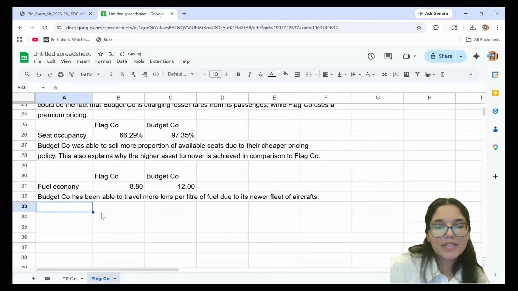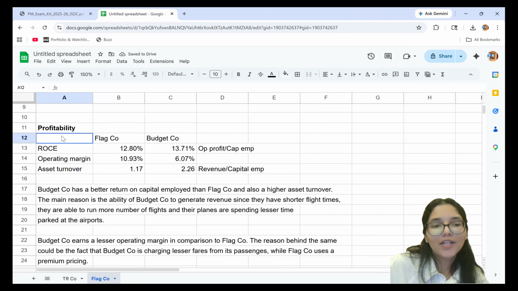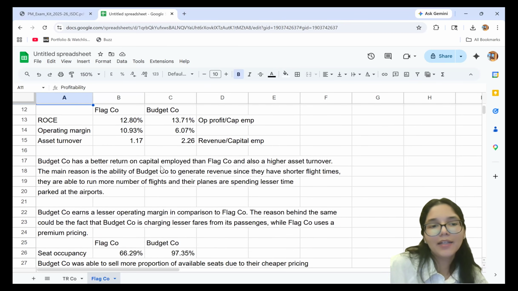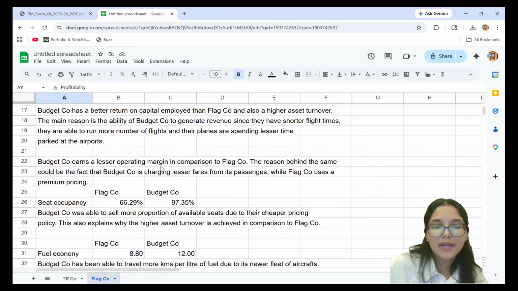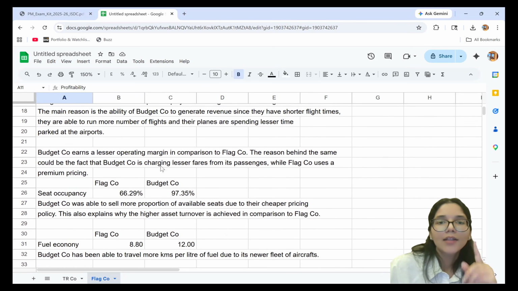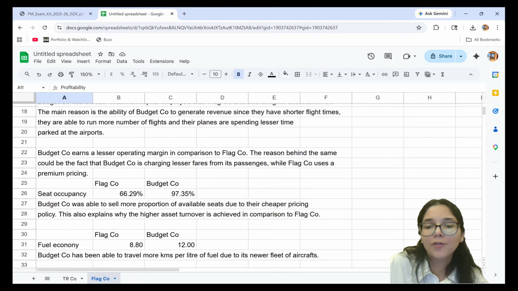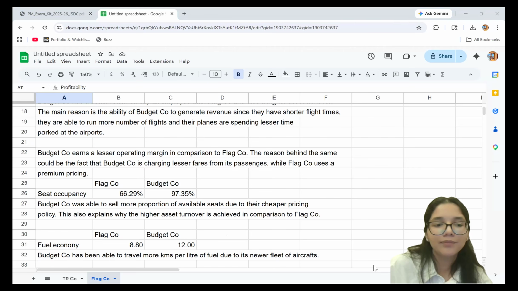So this is the explanation that we've given. So this is how much we should ideally be writing for the profitability perspective that we are discussing as the first subheading that the examiner wanted me to draft. Are we all good till here? Any queries, any concerns? All good till here?